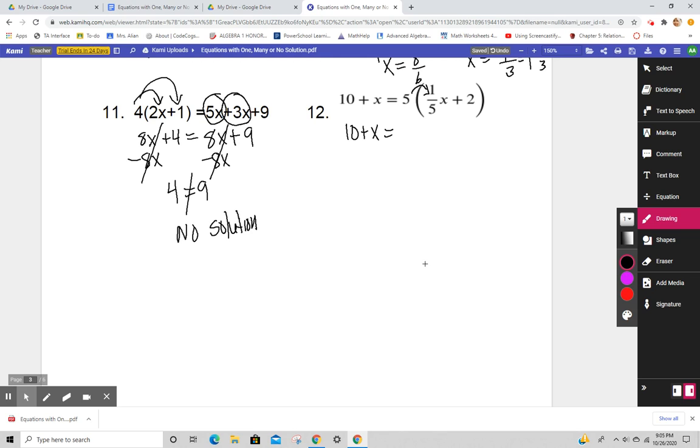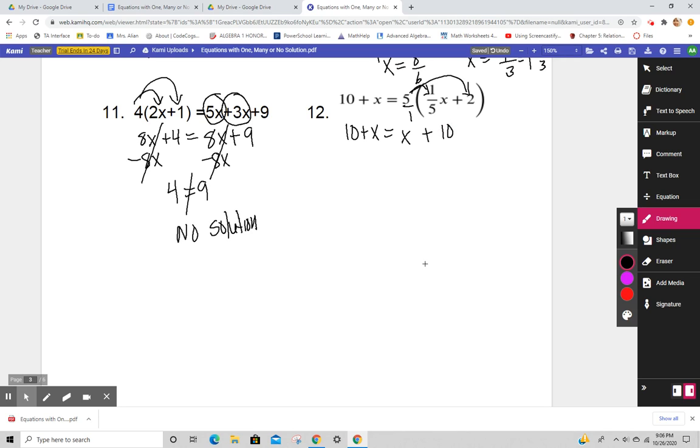5 times 1 is 5. 5 times 1 is 5. And 1 times 5 is 5. Think about it this way, 5 over 5. It's going to be 1x, or just x. And then 5 times 2 is going to be plus 10.